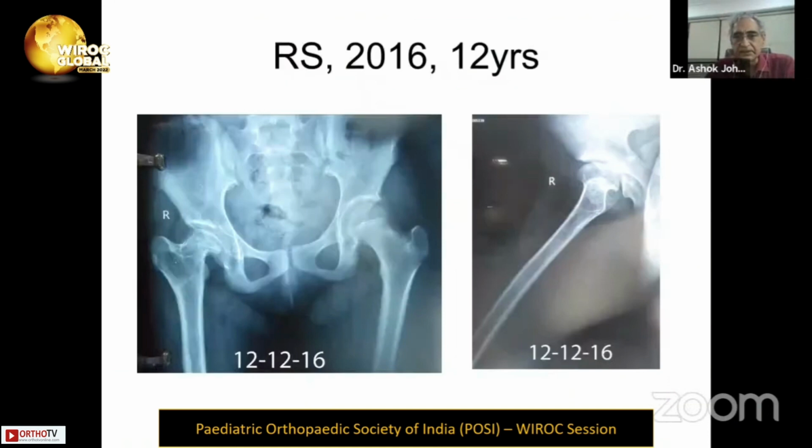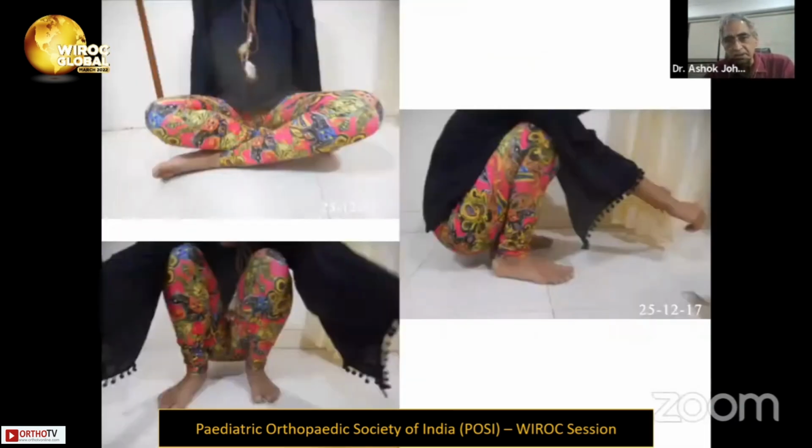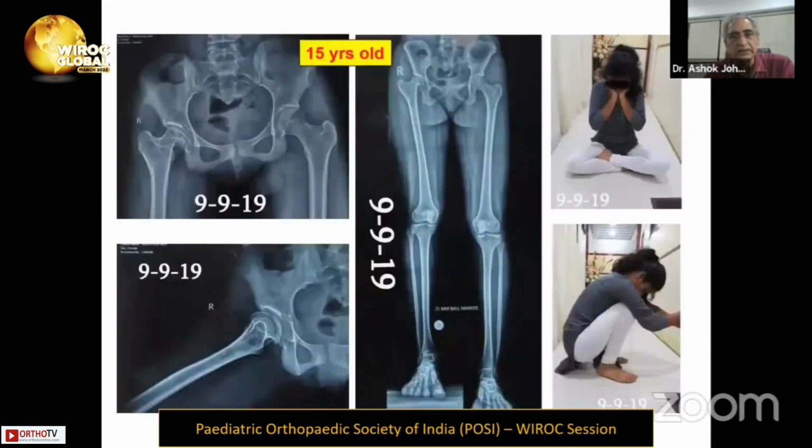And this is further follow-up after 3 years, I think. The head is becoming more and more spherical. In the lateral view, it's fairly spherical. At 4 years, this is the function at that time, able to squat, able to sit cross-legged. The only problem she's left with is a shortening, which will eventually require an elongation. So this is in 2019 when she's 15. Fairly spherical head, good function, but the problem of shortening remains.